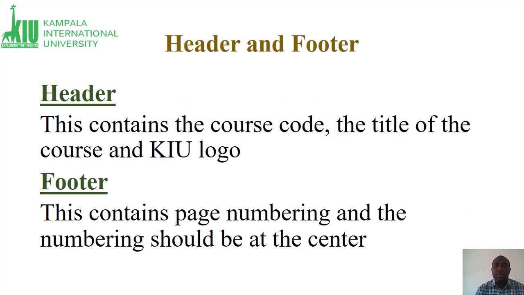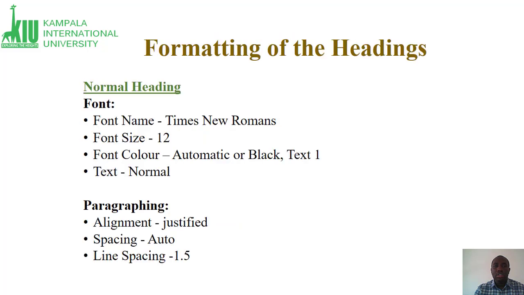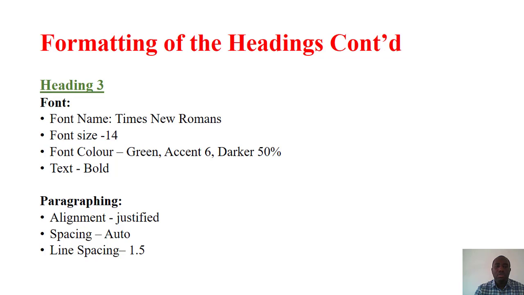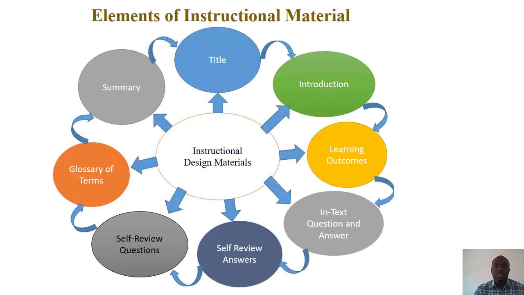Every material must have a header and a footer. The header will contain the course code, the KIU logo, and the course title. The footer will contain the page number at the bottom of the page. Other features of the instructional material will include the headings, which comprise their font and their colors, heading 1, heading 2, heading 3, and so on and so forth. How their paragraphs should look, and the text background and text colors of the contents.